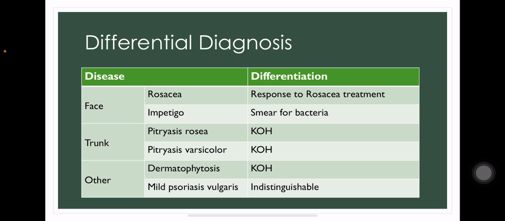These are the differential diagnoses on this chart, where we see the areas such as the face, trunk, and other areas, and the differentiation. For example, rosacea, by response to rosacea treatment, versus impetigo, by smear for bacteria. On the trunk, pityriasis rosea and pityriasis versicolor. And of course, mild psoriasis vulgaris, which is sometimes indistinguishable, and dermatophytosis.